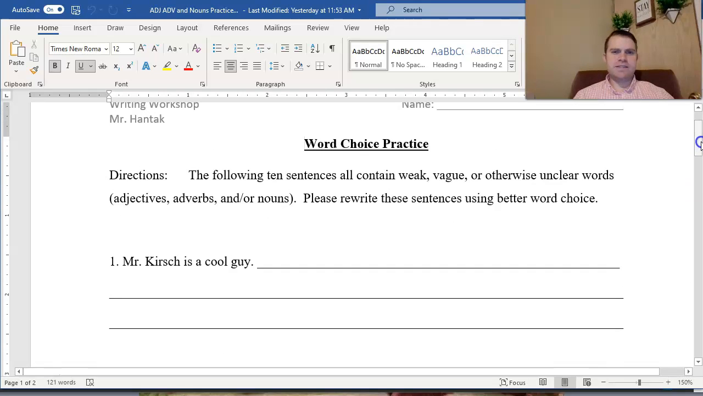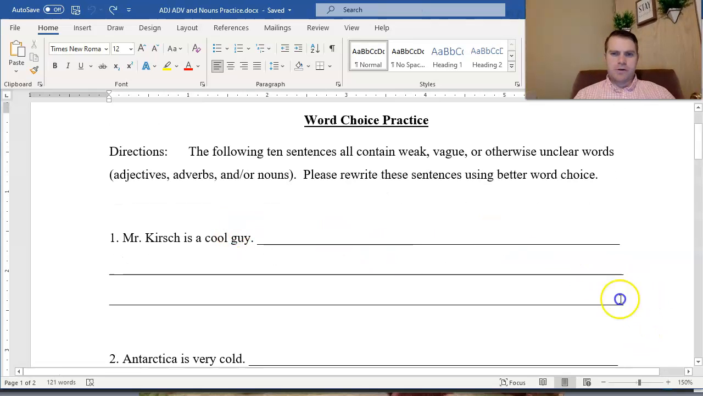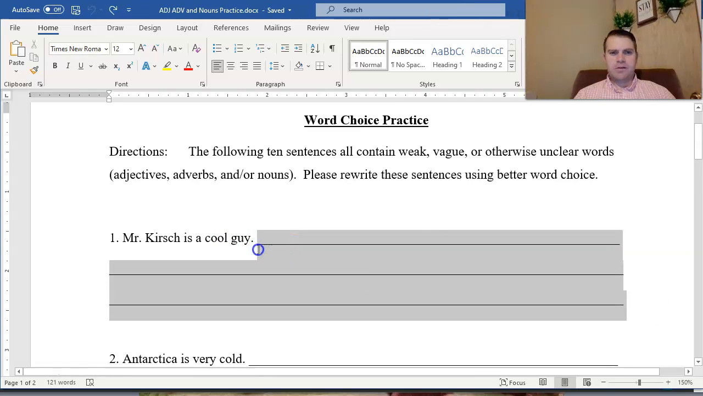As it says, the following 10 sentences all contain weak, vague, or otherwise unclear words. You don't have to mess with verbs so much, just looking at you to change adjectives, adverbs, and/or nouns. It does say please rewrite these sentences using better word choice. Now I just want to look at number one. Mr. Kirsch is a cool guy. So two problematic words right there. We've got cool, which is a vague adjective, and guy, which is a vague noun. Let's replace those and make this sentence much more interesting.